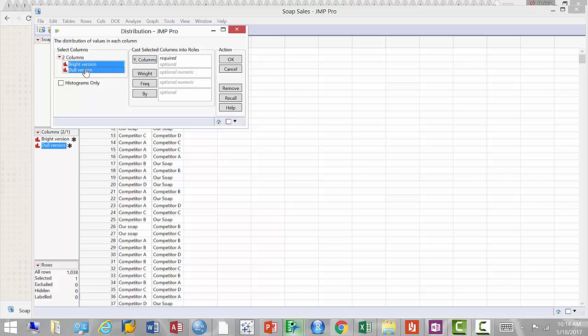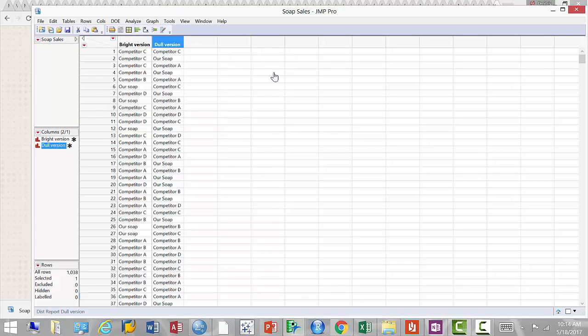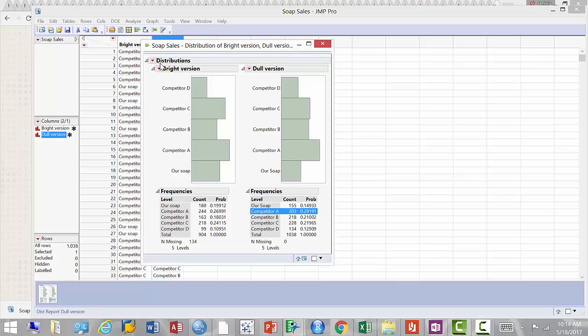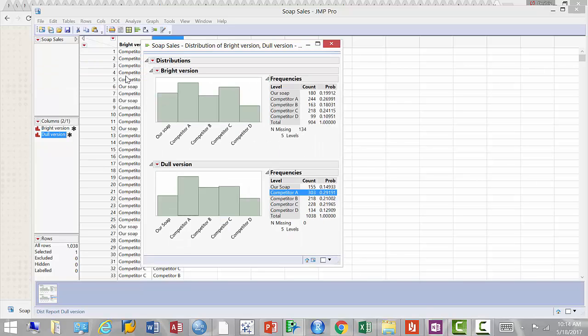So let's go to the distribution. And I'm going to highlight both of these columns and look at the distribution of both variables. All right, so here is the bar chart. It's not a histogram, right, because there is no ordering of columns, right? It's pretty much in the alphabetical, well, is it? No, probably it's not in alphabetical order. Our soap, A, B, C, D, competitors, right?